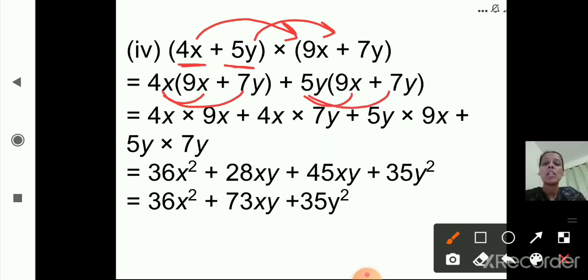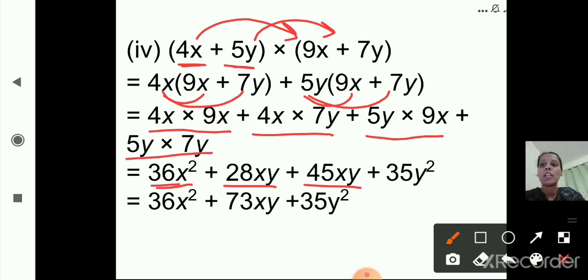Then 4x multiplied by 9x is what? 36x square. x multiplied by x is x square, and 4 9s are 36, so 36x square. 4x multiplied by 7y, 4 7s are 28, and x multiplied by y is xy. 5y multiplied by 9x, 5 9s are 45, and x multiplied by y or y multiplied by x is xy. And 5y multiplied by 7y, 5 7s are 35, and y multiplied by y is what? y square.